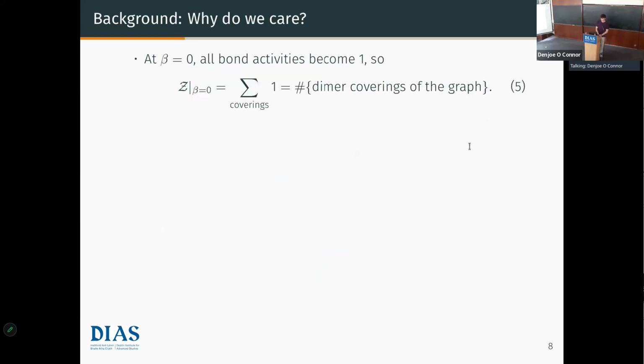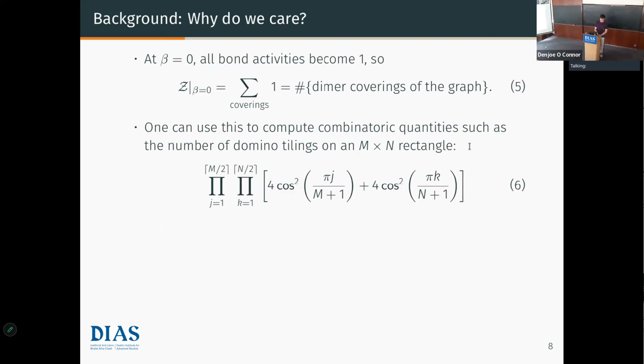Yeah, so why do we do this? Well, for one, if we set beta equal to 0, all the bond activities simply become 1. So finding the partition function for beta equal to 0 just corresponds to the number of dimer coverings on this graph. So that's how you can compute that there's 13 million ways of arranging dominoes on a chessboard. And you can get combinatorial quantities such as the number of domino tilings on an m by n rectangle. That was one of the earlier results obtained by Kasteleyn.